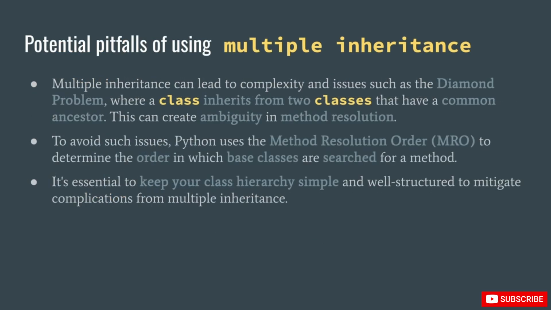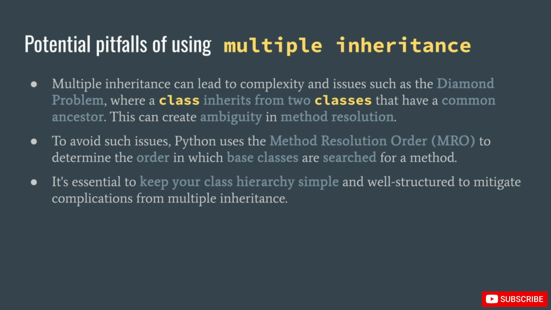While multiple inheritance can be a powerful feature, it also introduces complexity and potential issues, one of the most notable being the diamond problem. This occurs when a class inherits from two classes that share a common ancestor, leading to ambiguity in method resolution. To manage this complexity, Python implements a system known as the Method Resolution Order, or MRO. The MRO defines the order in which base classes are searched when looking for a method. This helps ensure that the correct method is called, but it can still lead to confusion if not managed carefully.